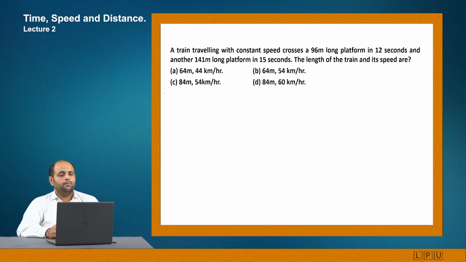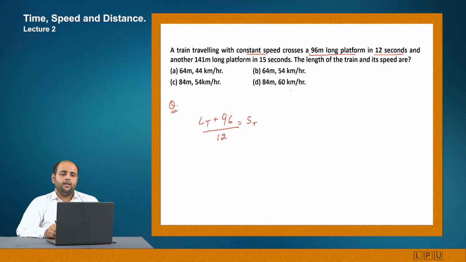Now take another example. In the question he will be saying that a train is traveling with a constant speed, crosses a 96 meter long platform in 12 seconds. Okay, so that means LT, length of train plus 96 when divided by 12, this will be the speed of the train.